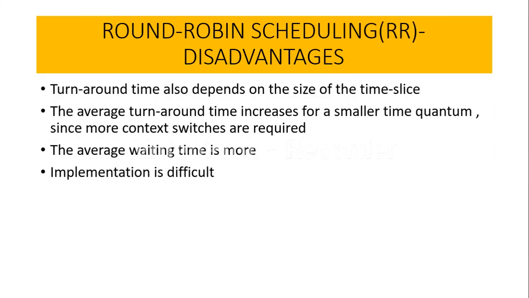But when you talk about the disadvantages, the turnaround time depends on the size of the time slices, which may range from 10 milliseconds to 100 milliseconds. And the average turnaround time increases for a smaller time quantum. That means the average waiting time is more, and implementation of the round robin scheduling algorithm is a little bit difficult. I hope you understood the concept of round robin.